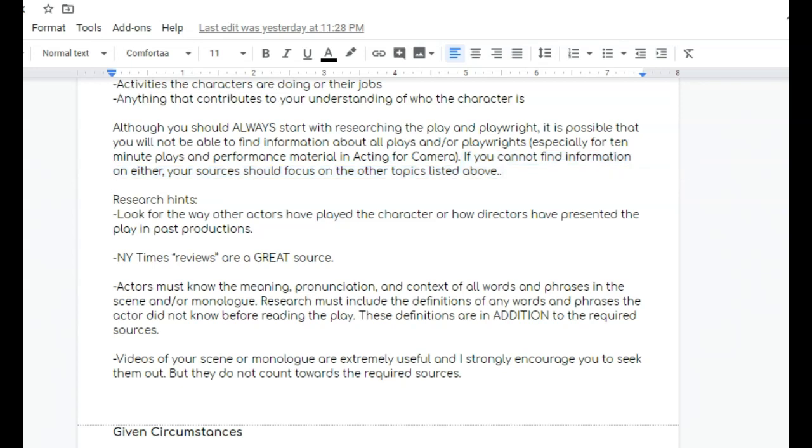Figuring out what you need to research is an important skill for an actor also. Couple tips. Look for the way that other actors and directors have approached the play in production if you're doing a play. Especially if you are doing a play, New York Times reviews are great. So use the word review in your search, and you will come up with some juicy stuff.